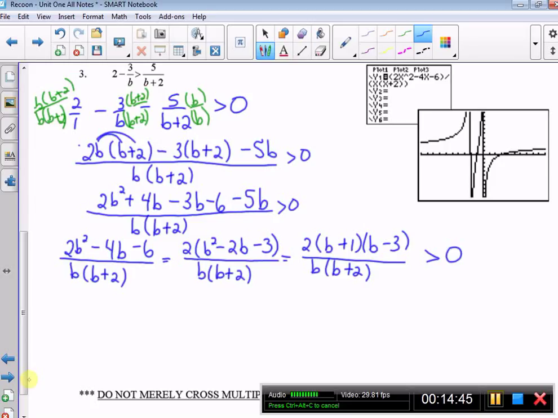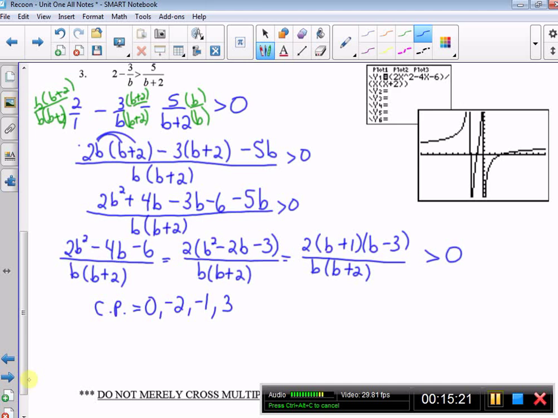So now our critical points are when we take b plus 1, b minus 3, and b plus 2 and set them equal to 0, and b as well. So our critical points are 0 and negative 2 from the denominator, negative 1 from the numerator, and 3 from the numerator. I get those from setting b plus 1 equal to 0, you'd get negative 1, b minus 3 equal to 0, you'd get 3, and same thing with the denominator.